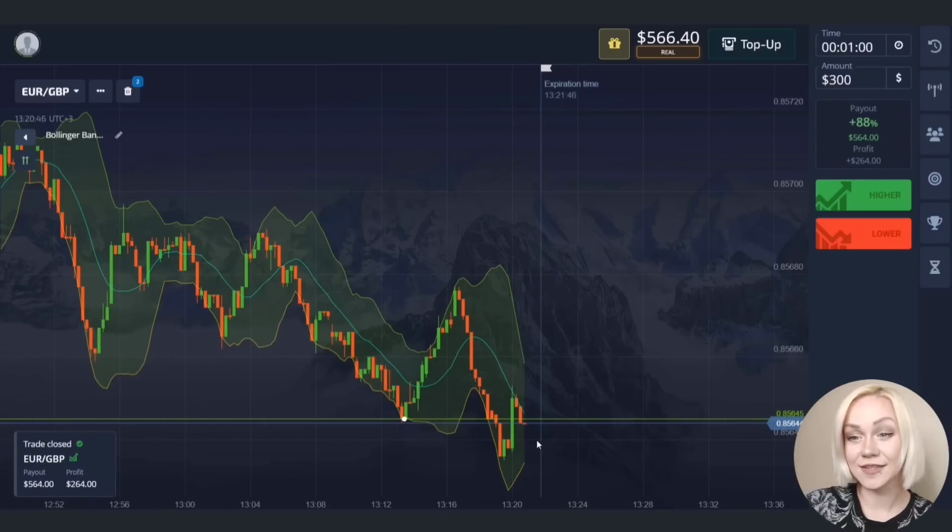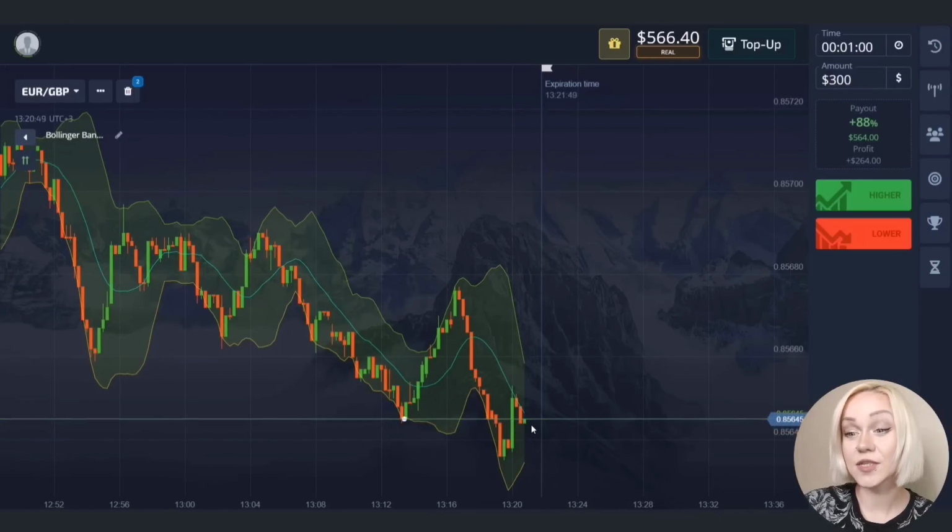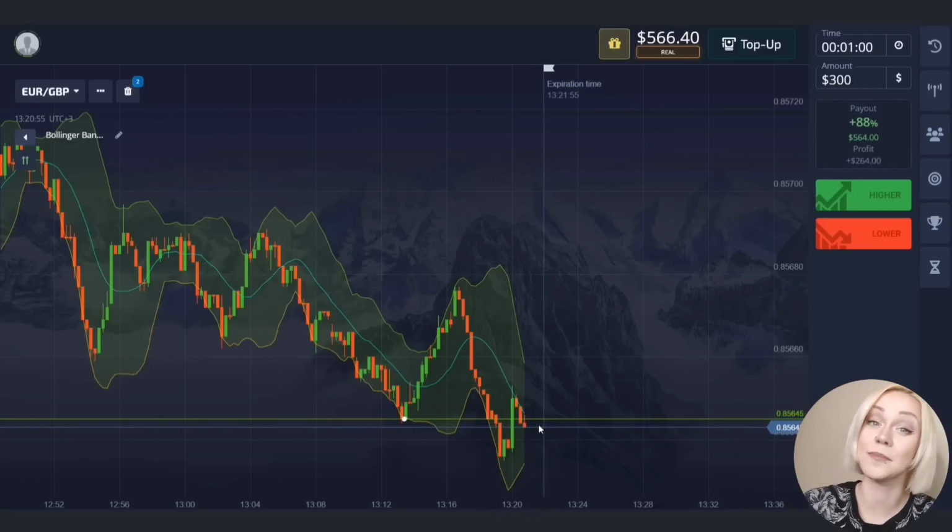Excellent. The price really got into the correction zone. This is where we make a profit. This indicator turned out to be right, gave us a good entry point. So let's continue and find the next market case.